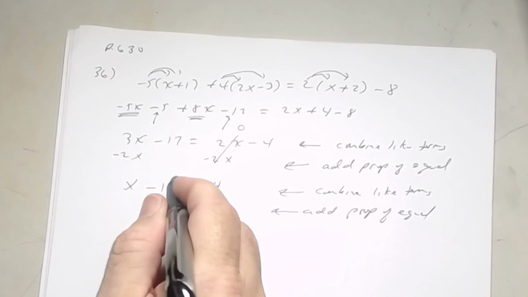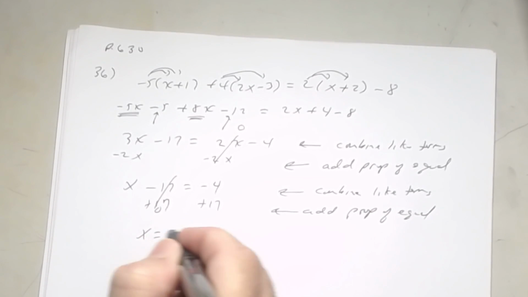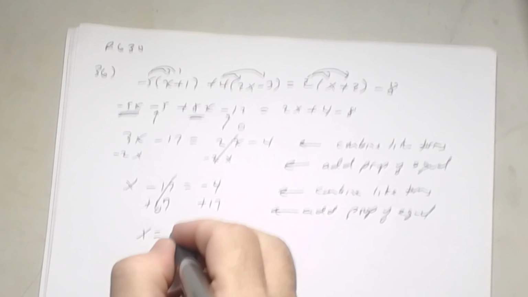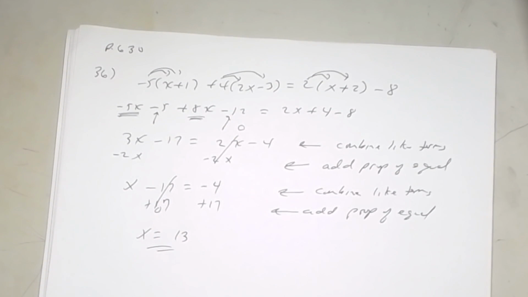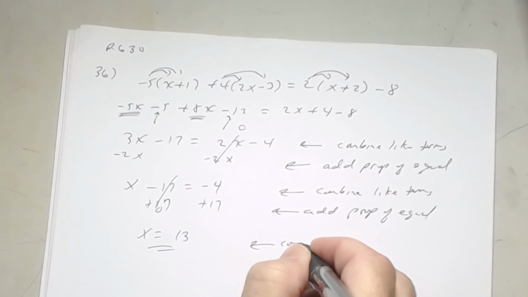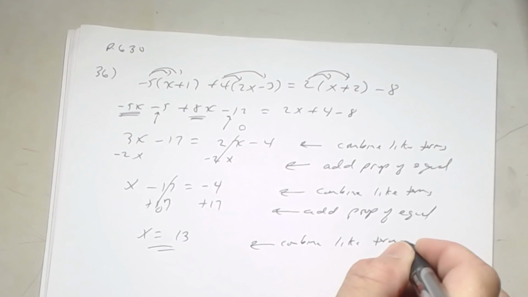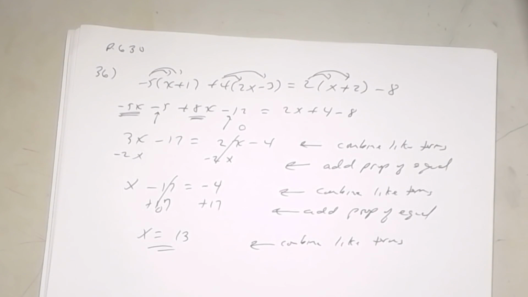And so when I combine like terms, this is 0, so I get x equal, and what's negative 4 plus 17? 13. So there's your solution. All right, remember, what I did was to get to this point, I combined like terms. All right. Okay, now, this is where some of you are going to mess up if you're not careful.